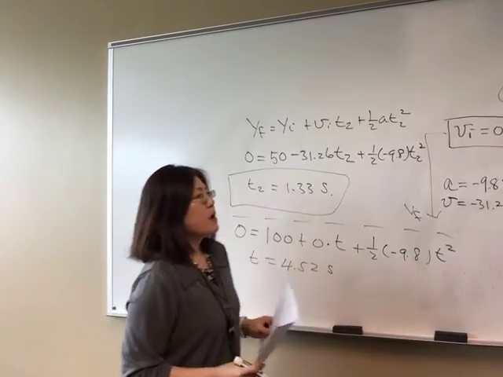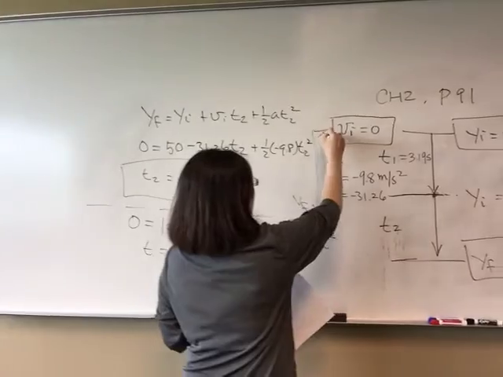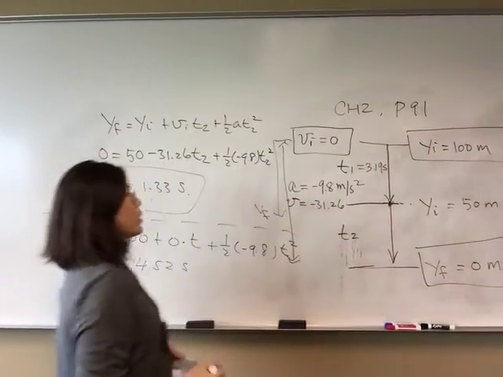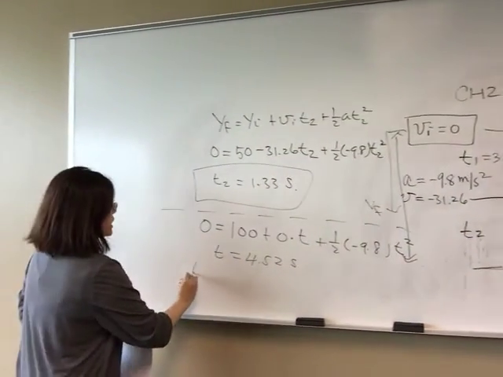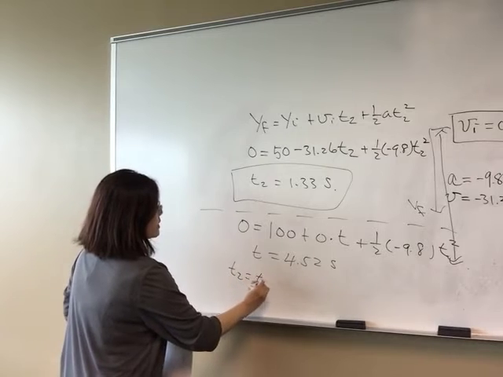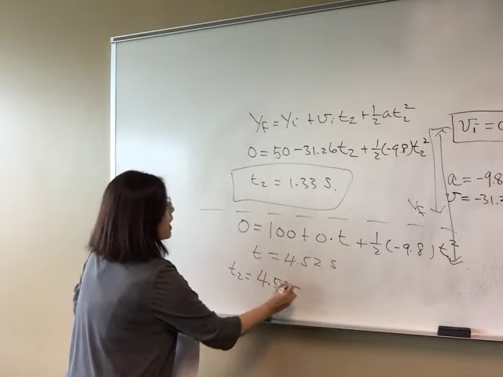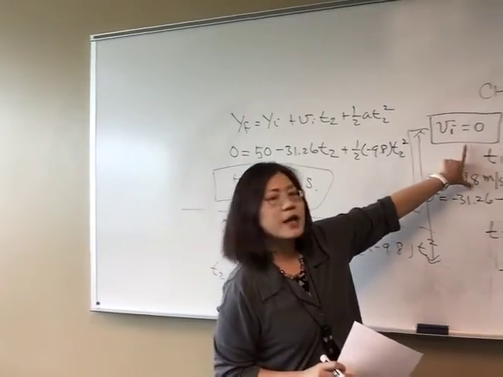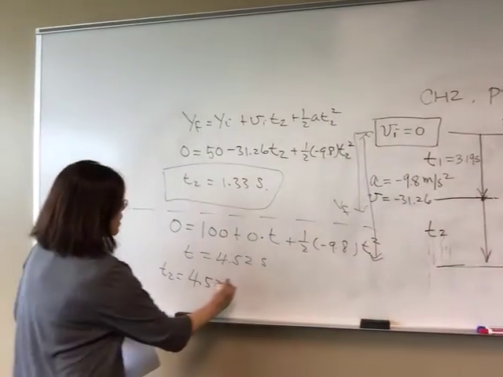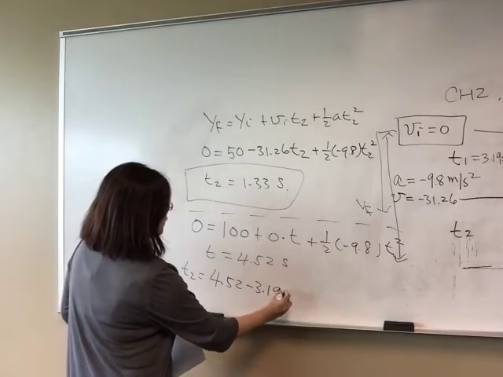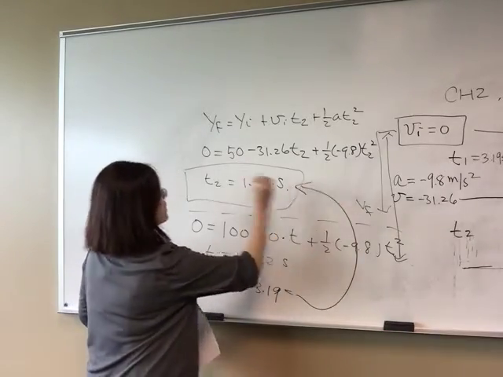And then, remember, because you're using from this point to that point, that's your total t. So use that. Your t2 is 4.52 minus the first time segment, which is 3.19. And that will give you this value.